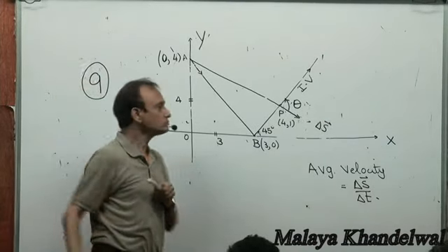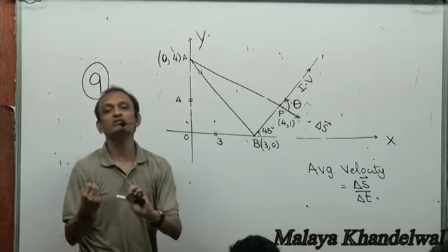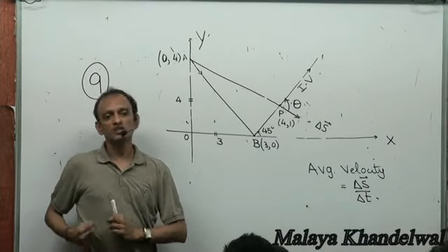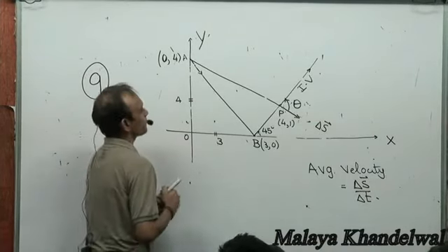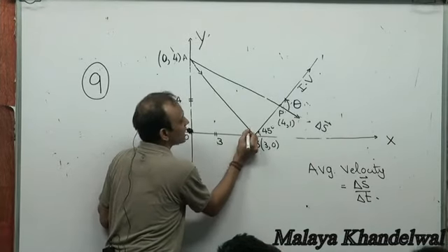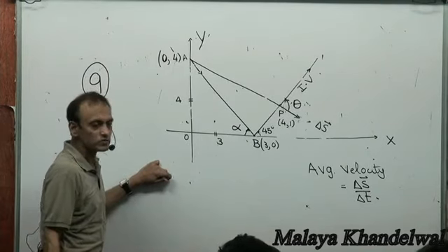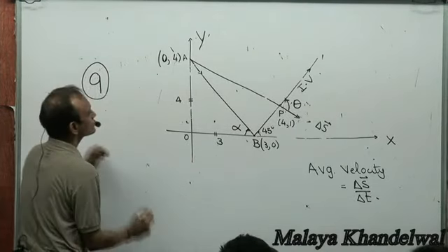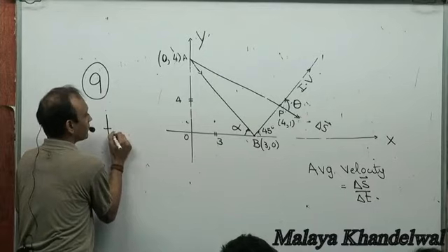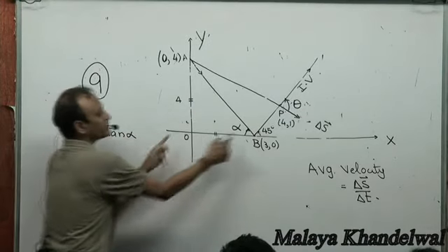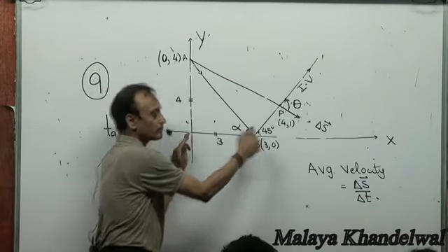No? Okay. Now it's about very mundane trigonometry, geometry. Suppose this angle is alpha. What is tan alpha? Tan alpha is 4 by 3.